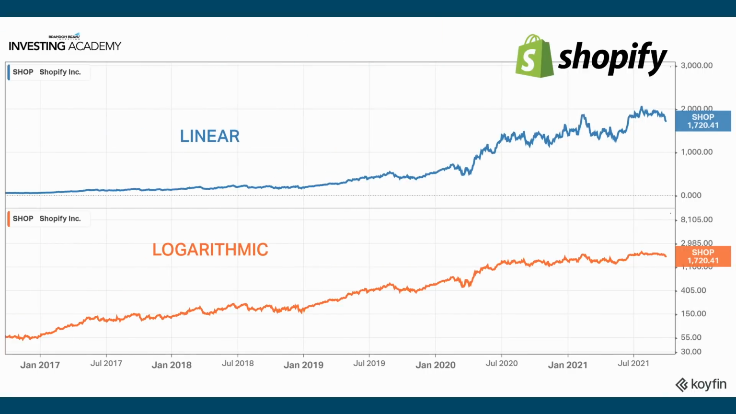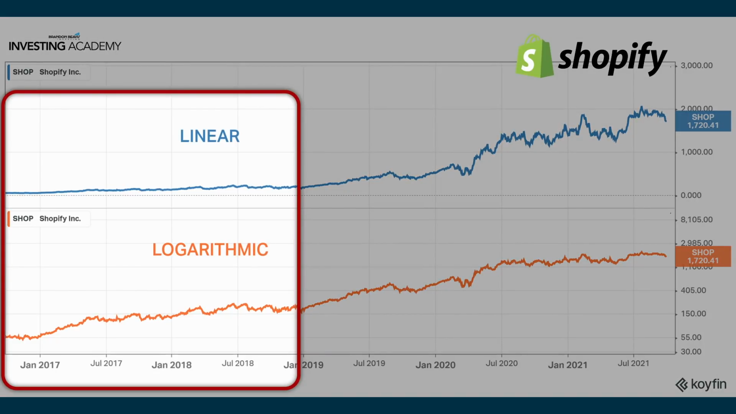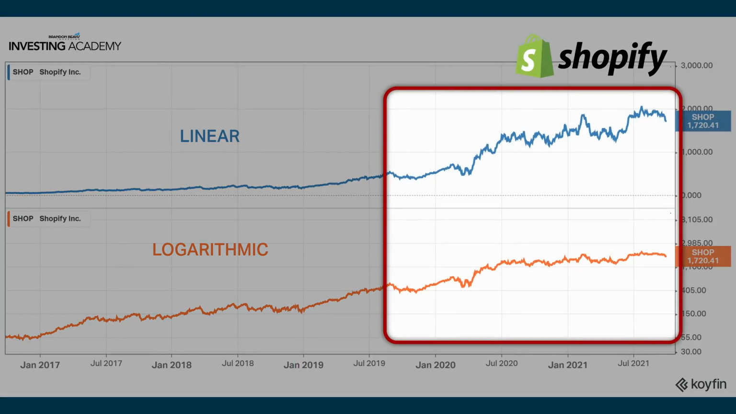Let's start with Shopify. If we start at the left side of the chart, so going back to 2017, it shows more movement in the logarithmic scale than it does in the linear scale. It almost looks like two different companies, but it's the same data, different perspective. Now, flip over to the right side of the chart, and it kind of reverses itself. You would think, looking at this, that Shopify has been much more volatile than looking at the logarithmic line, but that's just a perspective. It's the same information.